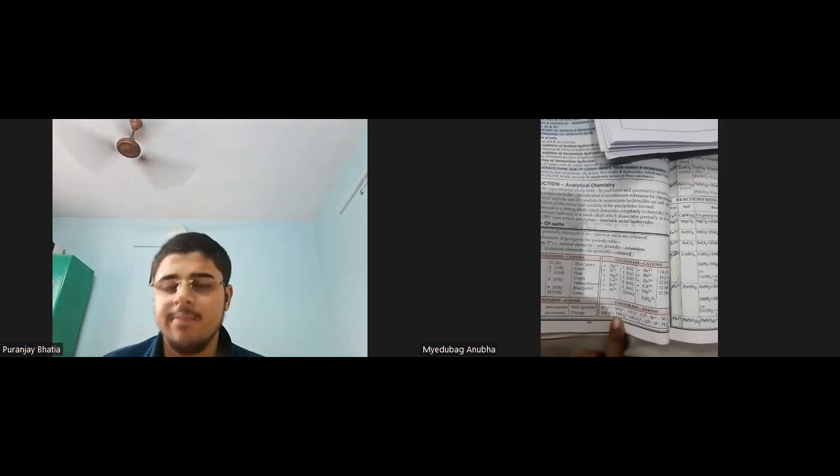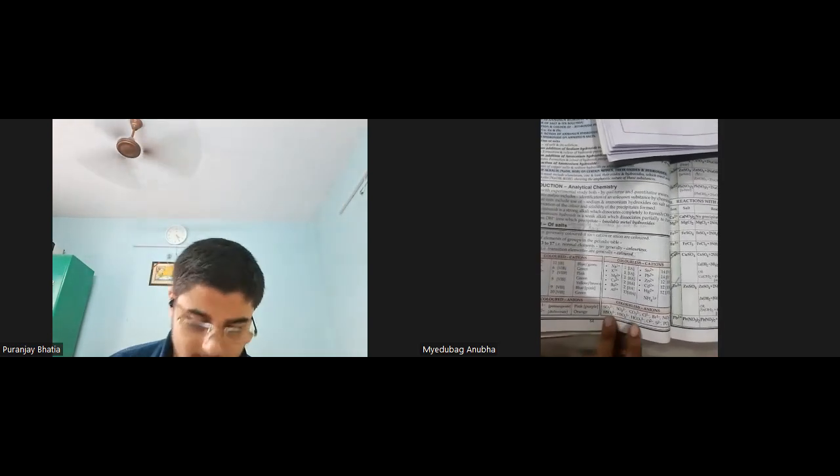Sulfur has been given to you. Then coming towards our gases form: SO3, sulfurous; SO4, sulfate; CO3, carbonate; NO3, nitrate; HSO3, bisulfurous also you can say; then HSO4, bisulfate.